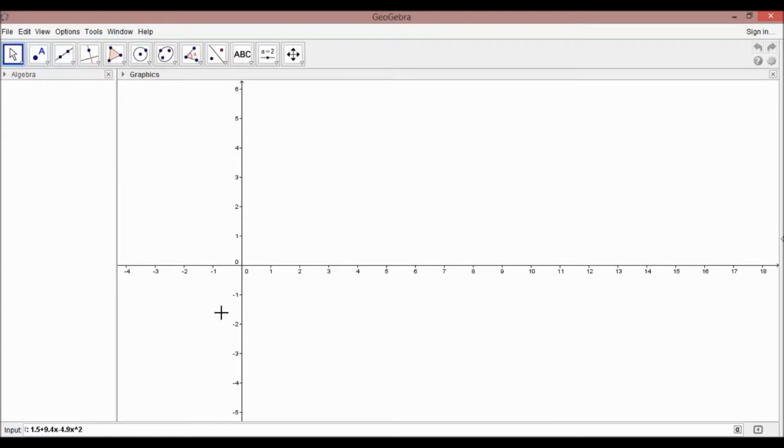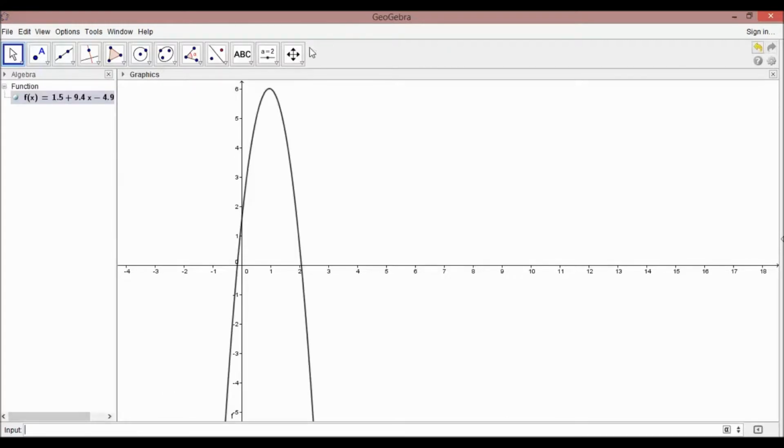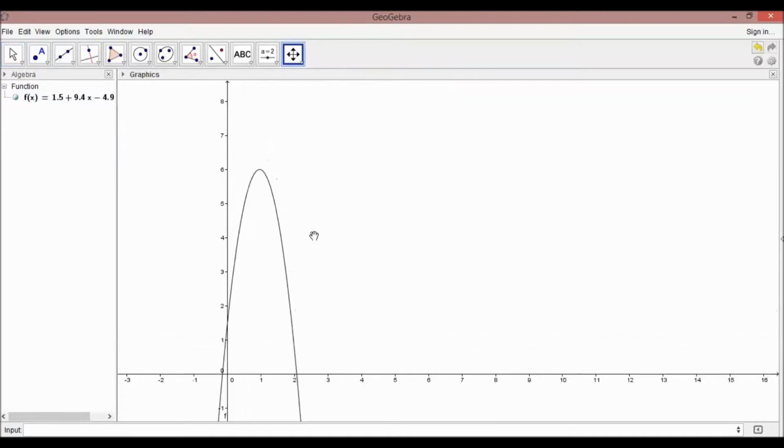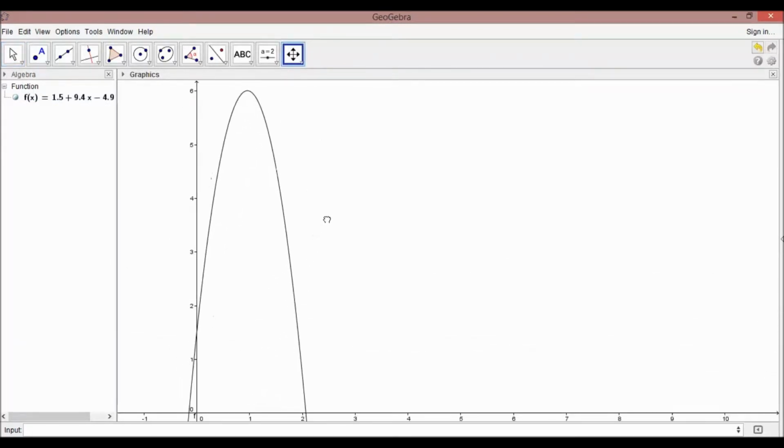So once again, let's plot our position function in GeoGebra. This time we'll plot the inflection point, which we'll call I. And this is the point that occurs at the time 9.4 divided by 9.8, and at the position f of 9.4 divided by 9.8.